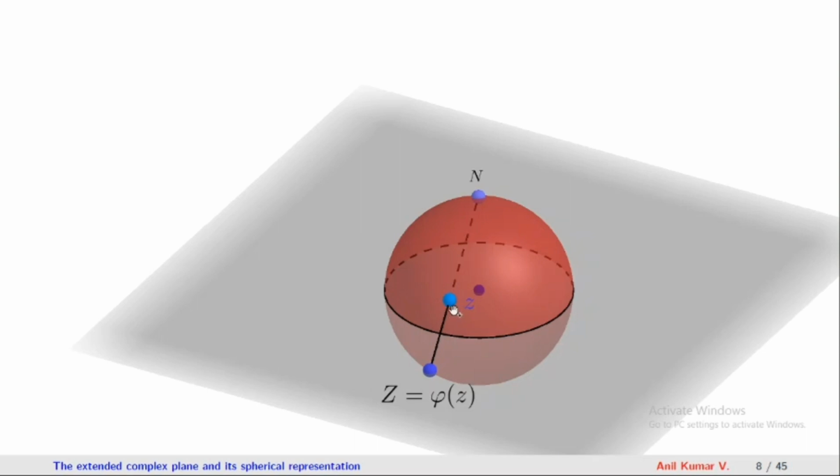If we take a point z inside the circle mod z is equal to 1, this is the circle mod z is equal to 1. Here z is a point inside the circle mod z is equal to 1, and this is the spherical image of this point z. So in this case, the spherical image is on the lower hemisphere. So if z is any point inside the unit circle, then its spherical image is in the lower hemisphere.